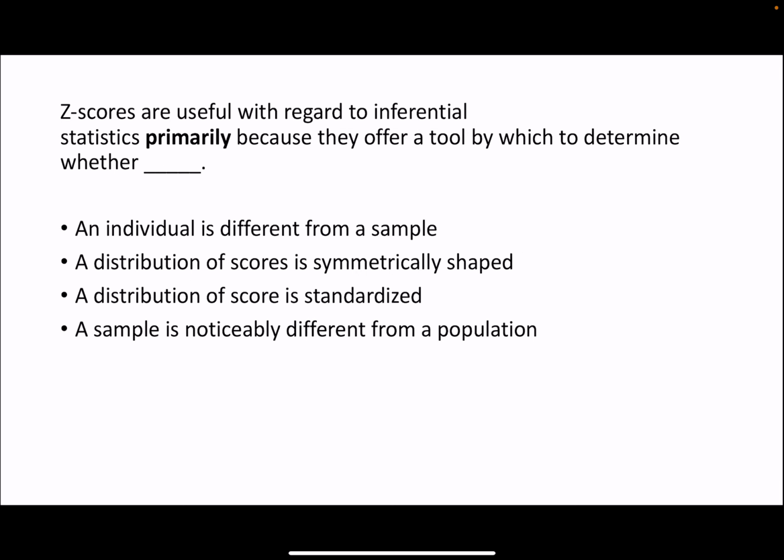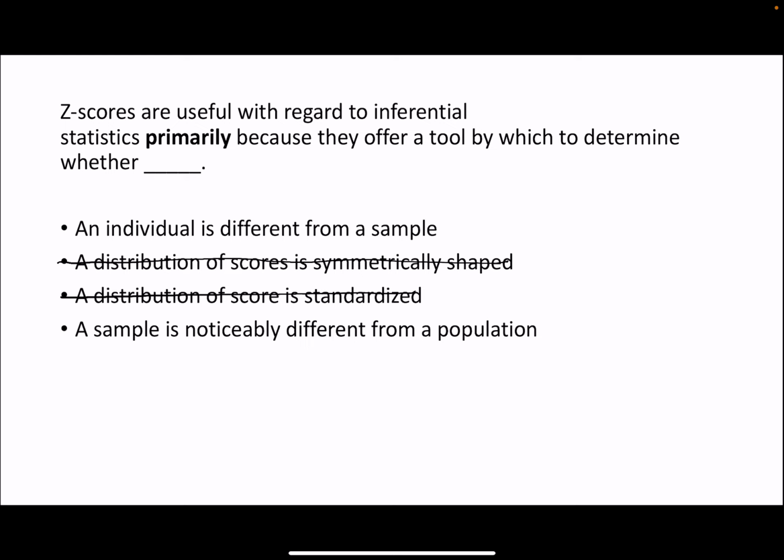Okay, so z-scores are primarily useful with regard to inferential statistics because they offer a tool by which to determine whether an individual is different from a sample, a distribution score is symmetrically shaped, a distribution score is standardized, or a sample is notably different from the population. So we're going to nix these middle two. We're not talking about the symmetric shape. We already assumed that it was symmetric. And as for standardizing, the z-score actually is the standardization. So we're not going to talk about this one.